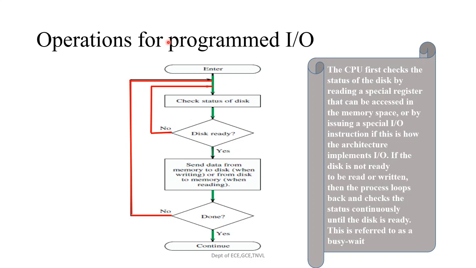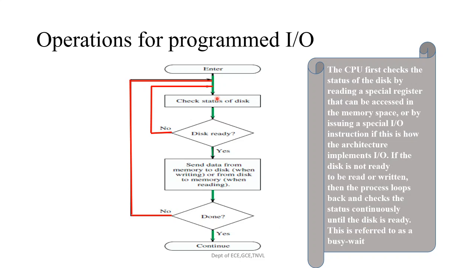So this is the operation for the programmed I/O. The CPU first checks the status of the disk by reading a special register that can be accessed in the memory space, or by issuing a special I/O instruction if this is how the architecture implements I/O. If the disk is not ready to be read or written, then the process loops back and checks the status continuously until the disk is ready. This is referred to as a busy wait. So this is the busy wait terminology, and this shows how the polling by the CPU is done.